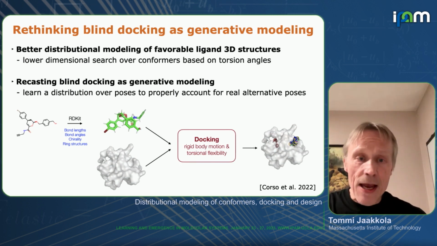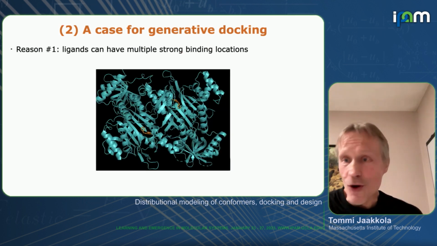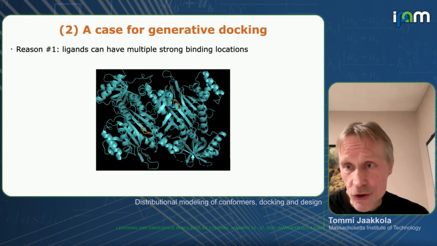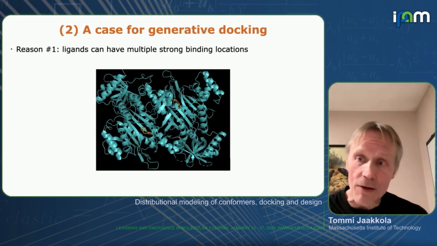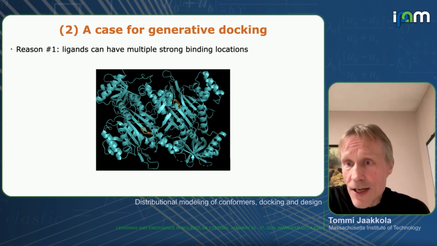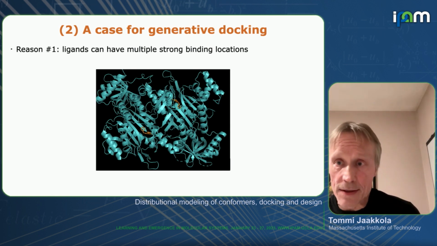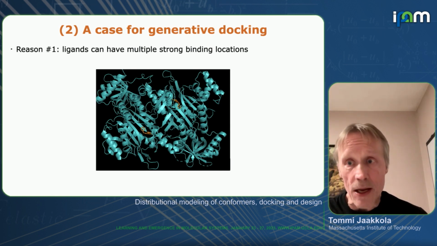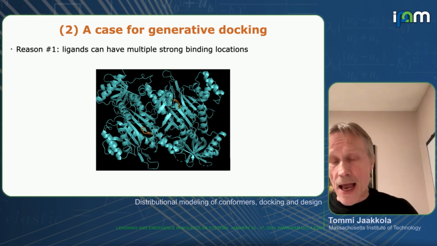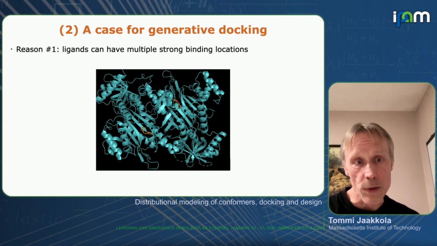All right, so let's do a few steps here to argue why distributional characterization or reframing of this task is actually useful. Okay. The first reason is an obvious one. There are actually multiple possible strong binding locations of these ligands on the protein. So you want to generate those as candidate samples rather than essentially focus on a single one.